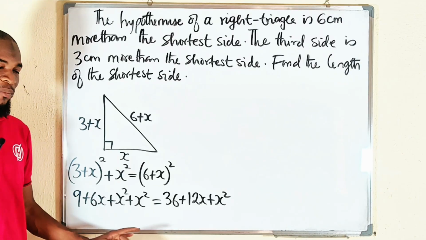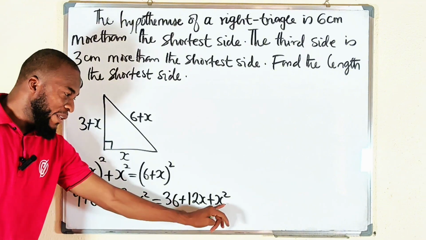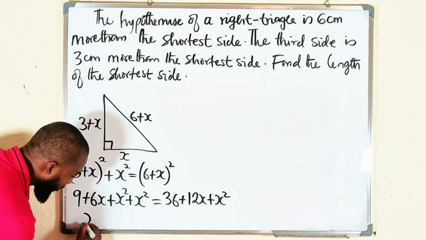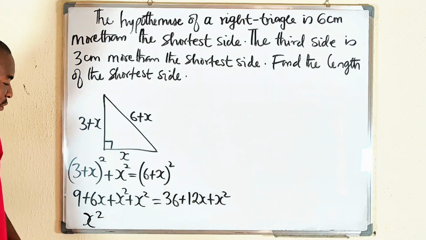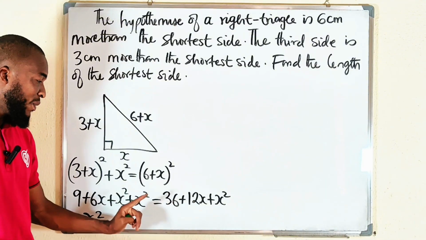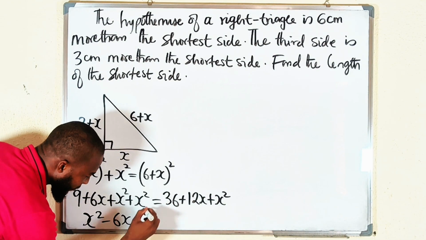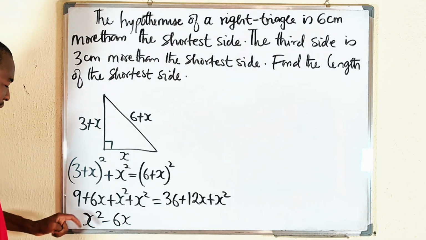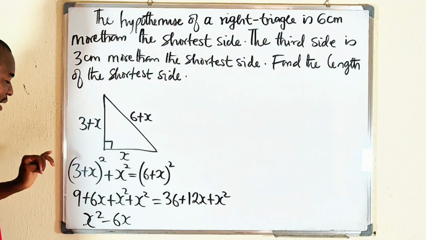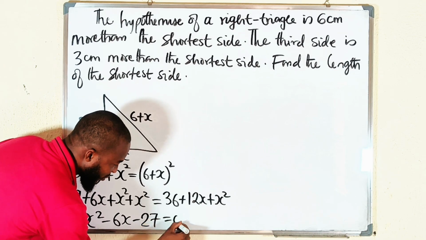Then let us collect the like terms. X squared plus X squared is 2X squared. If this one crosses over, it becomes negative. That is 2X squared minus X squared is just X squared. Then with X, I have 6X here. As this crosses over, it becomes negative 12X. 6 minus 12 is negative 6X. Then the constants, we have 9 here, we have 36 here. If 36 crosses over, it becomes negative. 9 minus 36 is negative 27, and everything equal to 0.